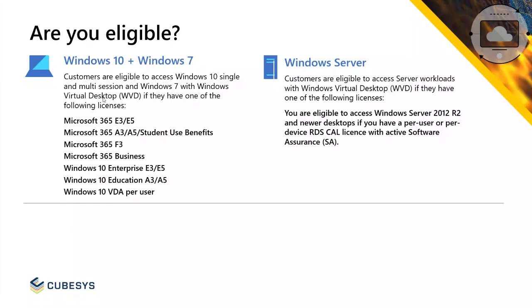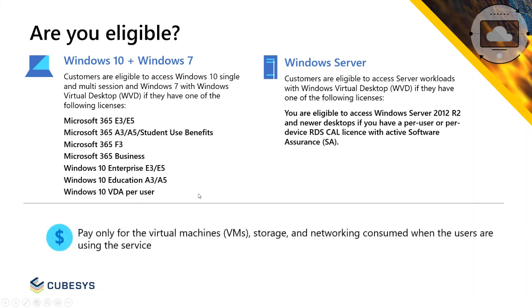So yes, basically, if you've got any of those licenses on the left, you're covered for AVD. Over on the right-hand side, Windows Server licenses. If you've got any RDS CALs with software assurance, you're also eligible to spin up Windows Server-based operating systems in AVD. Again, at the bottom there, you only pay for the virtual machine storage and networking consumed when the users are using the service. So just remember that.